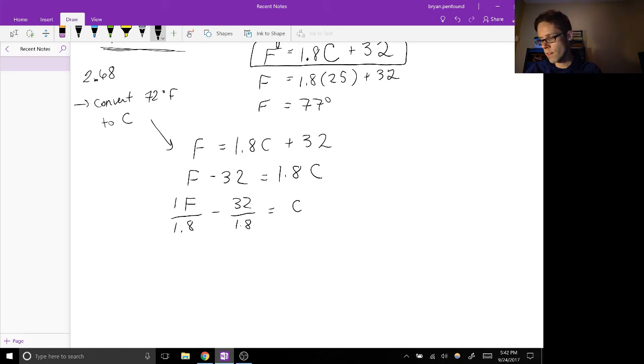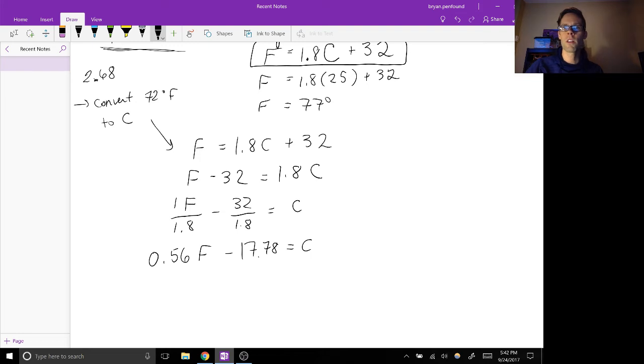So 1 divided by 1.8 gives me about 0.55. Okay, I'm just going to round that up to 5/6. And then 32 divided by 1.8 gives me about 17.78. So these aren't particularly splendid fractions or decimal numbers to deal with, but there it is.